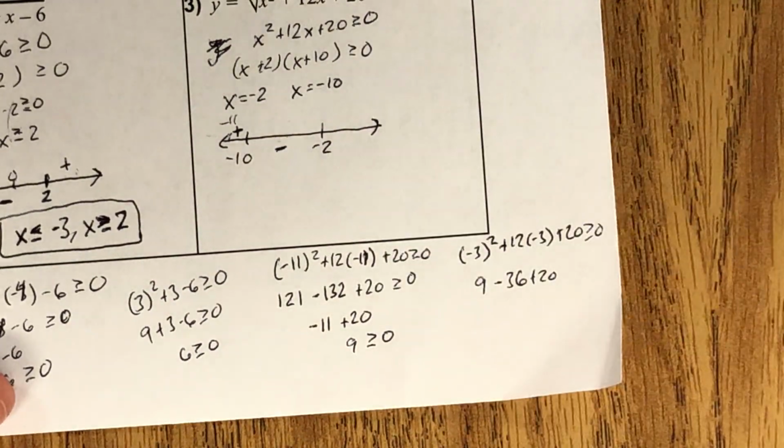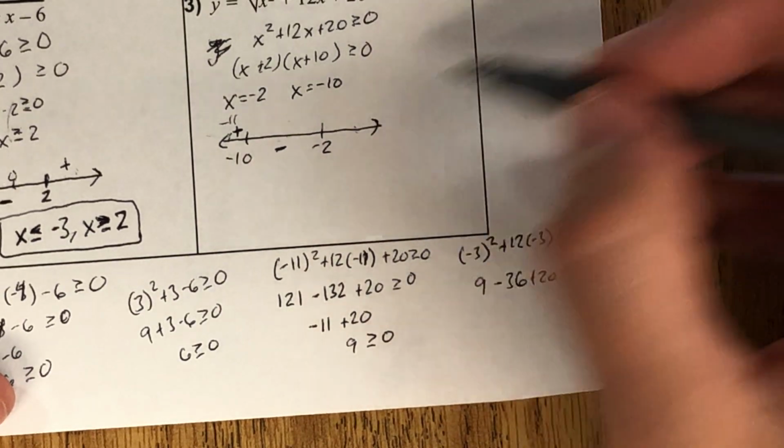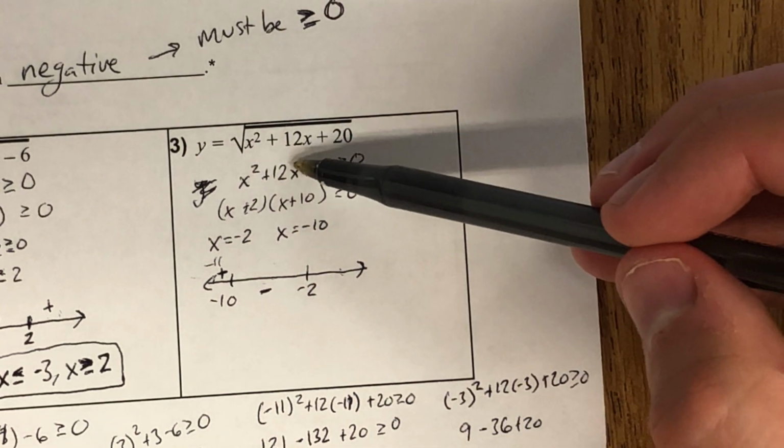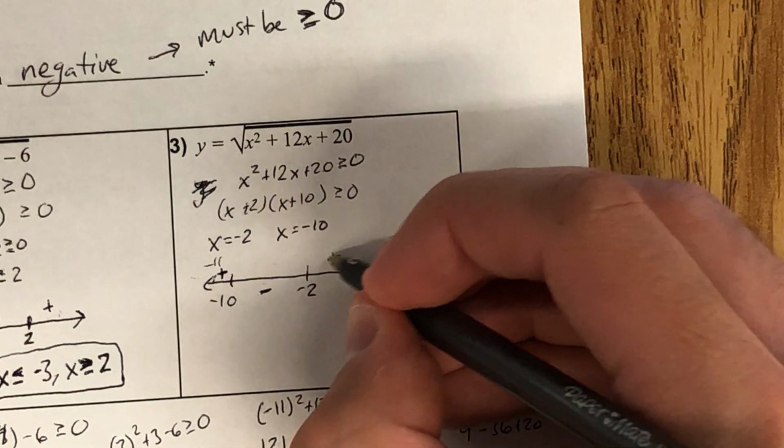And then lastly, you try a value to the right. If you can ever pick 0, that's always nice. So 0 is to the right of -2, so when I plug in 0, I get 0 plus 12 times 0, which is 0. So 0 plus 20, yes, that's greater than or equal to 0, so it's positive.